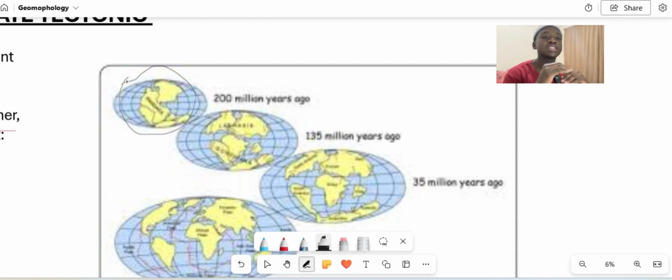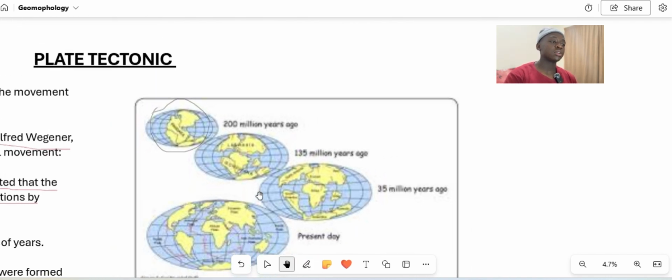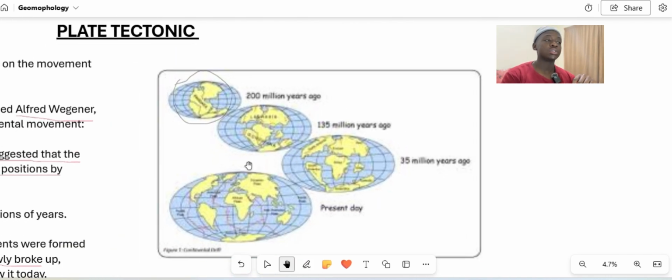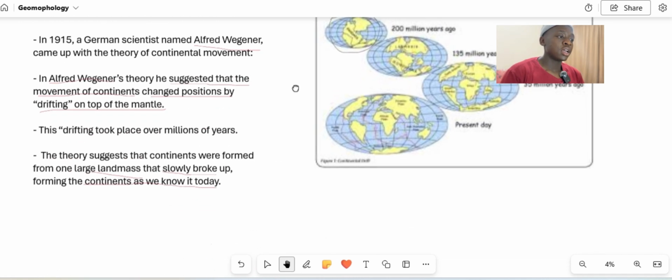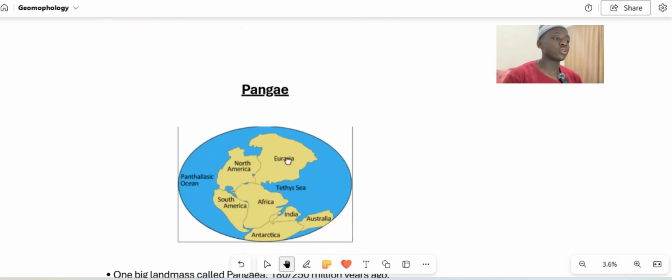There was no such thing as going overseas to another continent or country. We were all connected. Then as time went by, the continents started to drift or shift away from each other. Now, going to the first landform that was formed.